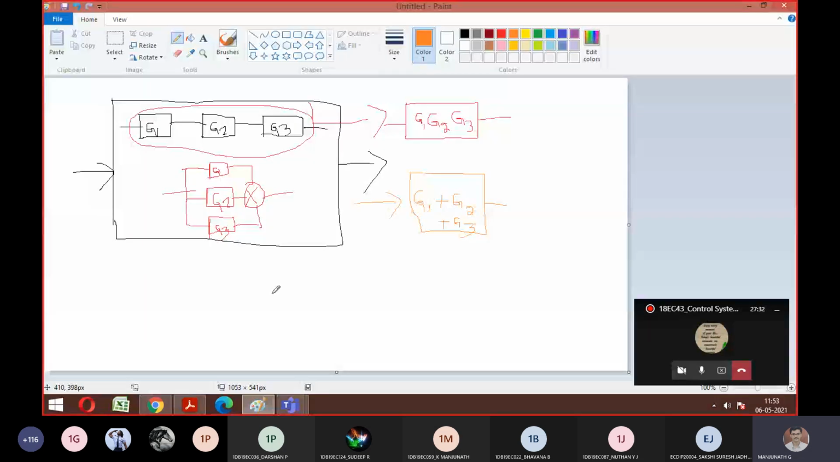First two rules are okay? Yes, sir. Okay. So now I am explaining rule number 3. It is called moving off breakaway point.